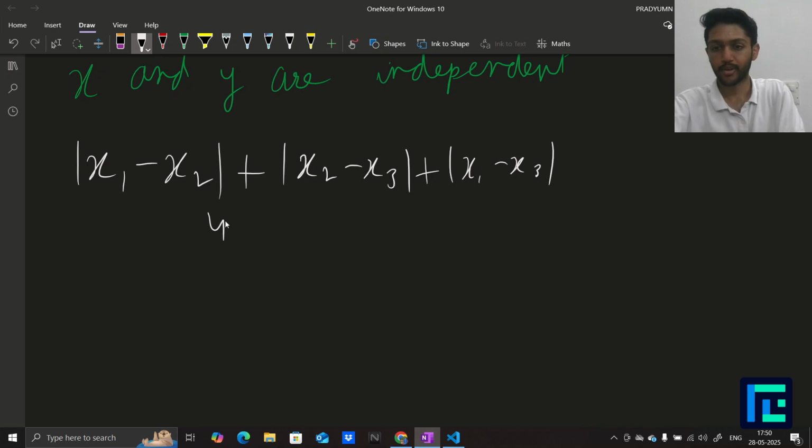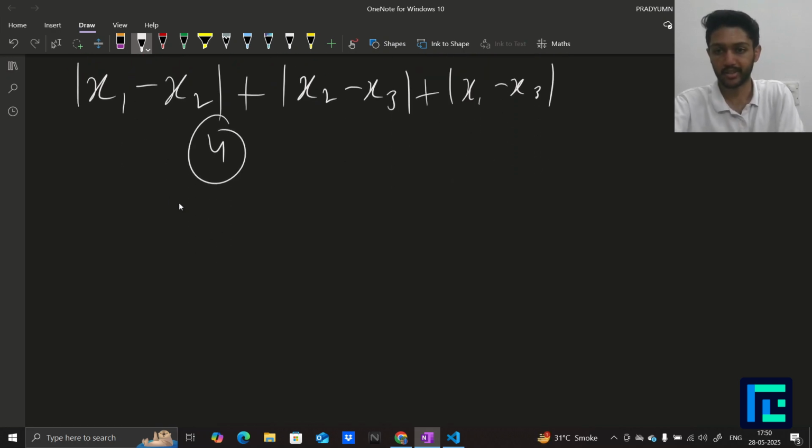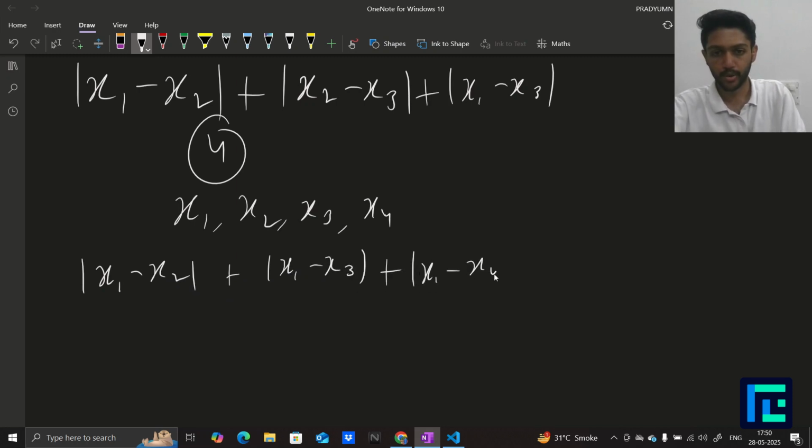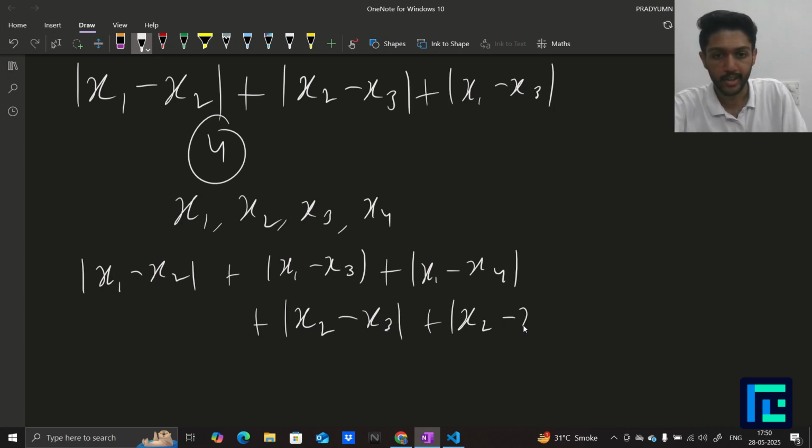Like if you had four vertices, let's say x1, x2, x3, and x4, then you would have had mod of x1 minus x2 plus mod of x1 minus x3 plus mod of x1 minus x4. Like you want all the pairs, right? So you have x1, x2, x1, x3, x1, x4. Then you would have x2, x3, right? Then you have x2, x4, x2 minus x4.